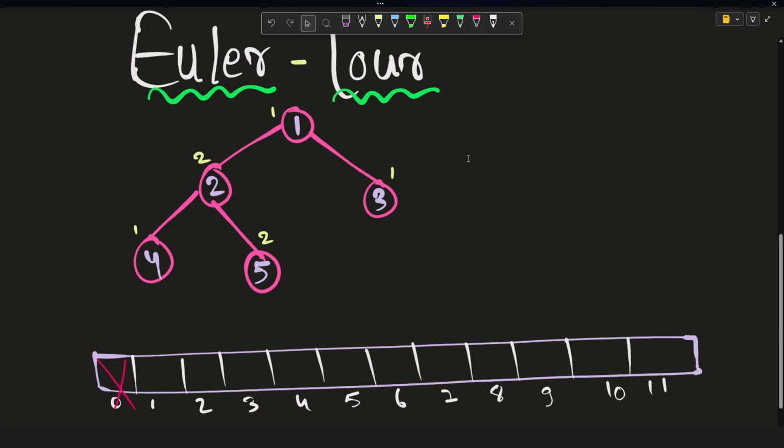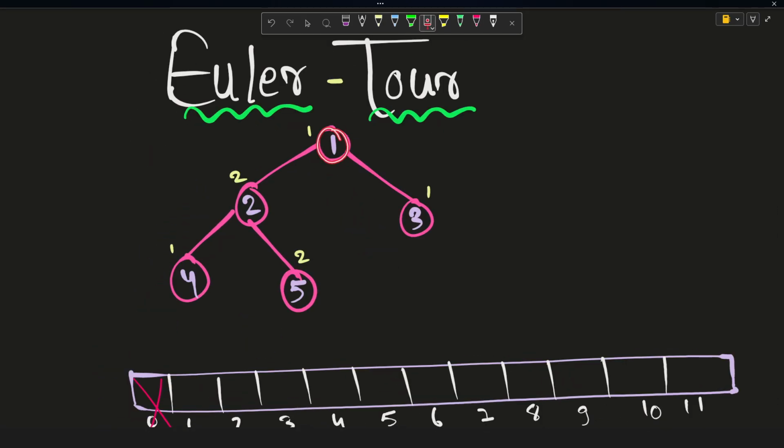So what we do in Euler tour is, we start from the root node, and first we travel to the left part, and then we travel to the right part. The first time we enter a node, we write its value in this array. Similarly, the last time we leave this node, that is the second time, the outgoing time, we again write its value in this array. For this tree, if I start from the root node, it has a value of 1, so I will write 1 here.